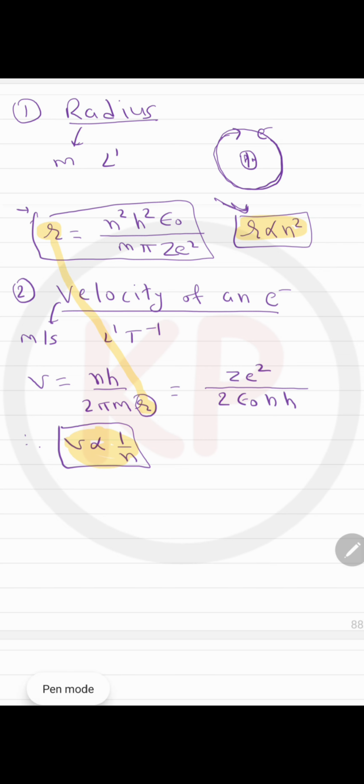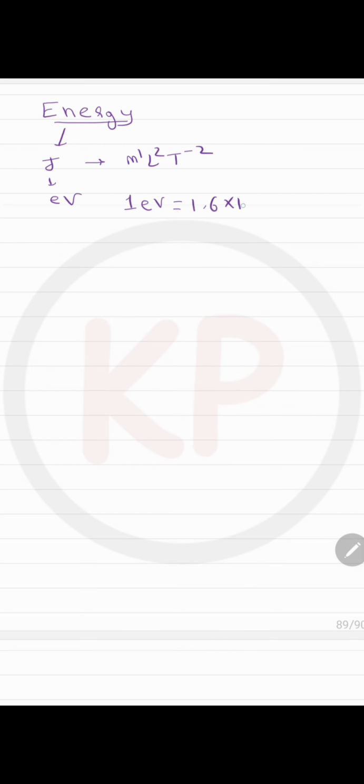Next is energy. Energy of the electron in nth orbit. Unit of energy is joule. Its dimensional formula is M^1 L^2 T^-2. Another unit of energy is electron volt. The relation is 1 electron volt is 1.6 × 10^-19 joule.